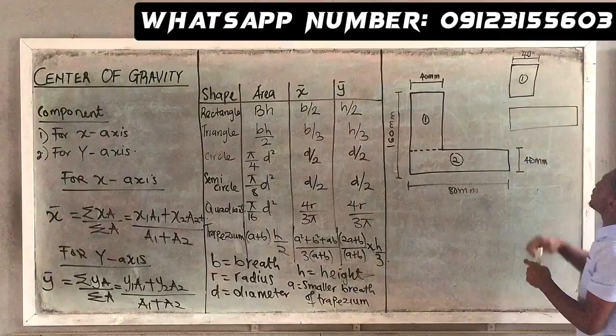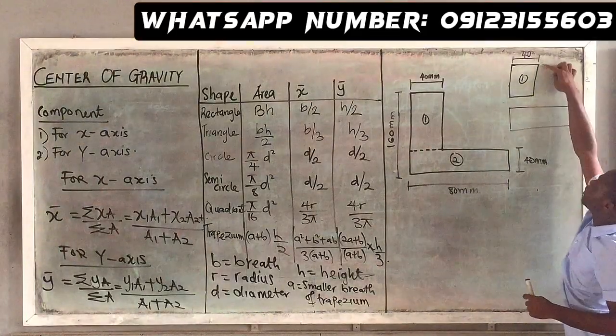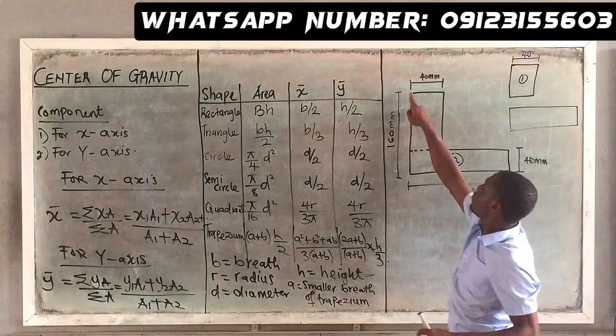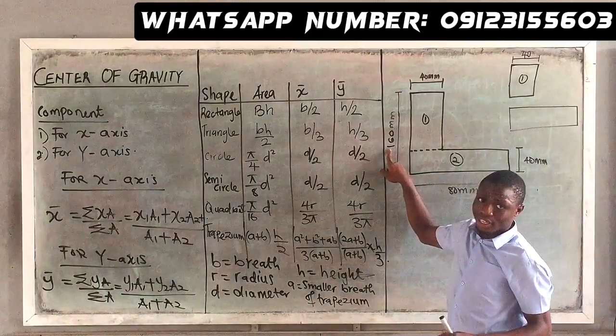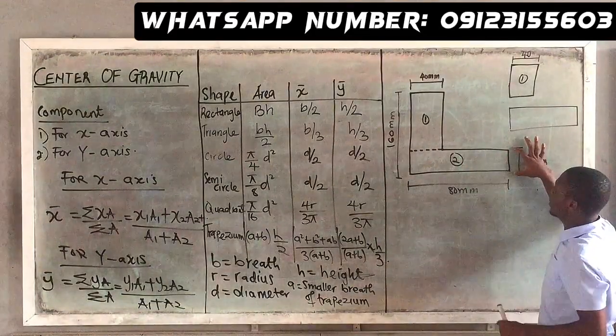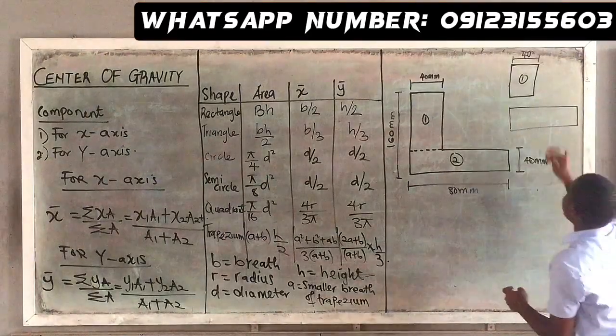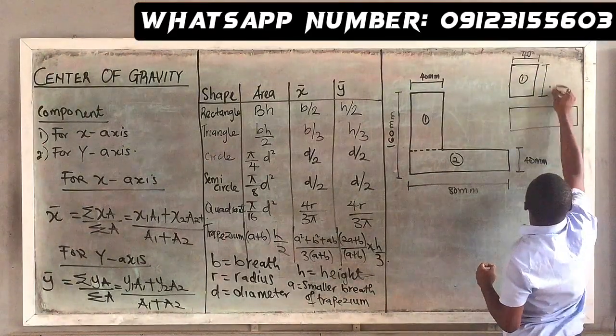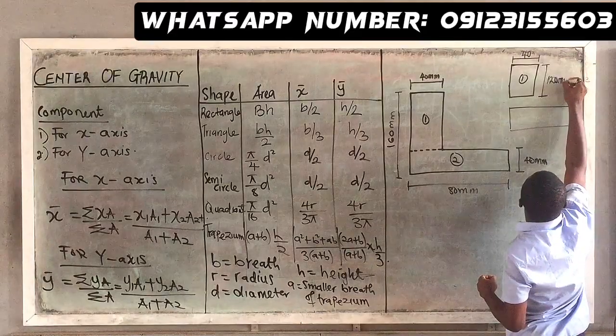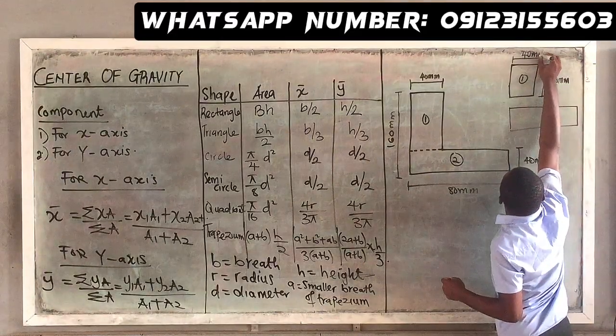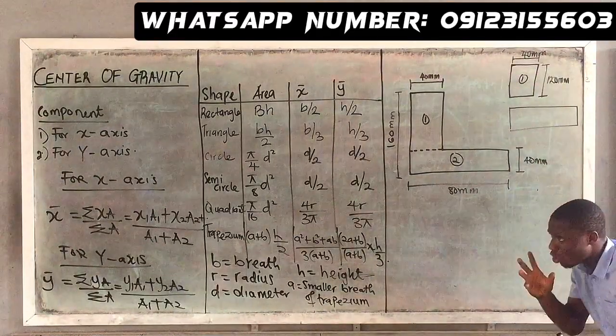Now look up. To get the entire height of this figure, from here to here is 160. If I remove 40 from 160, all I have left is 120. So my entire height here is what then? 120 millimeter, please.